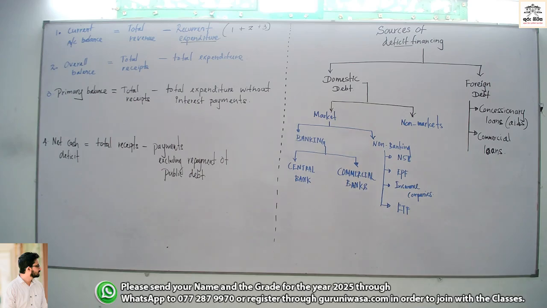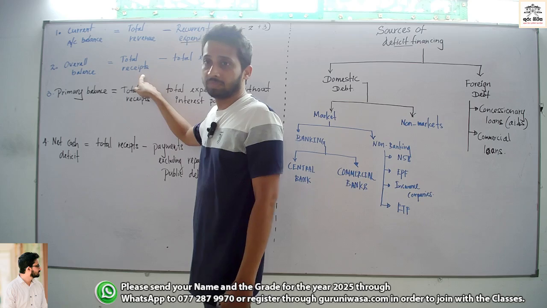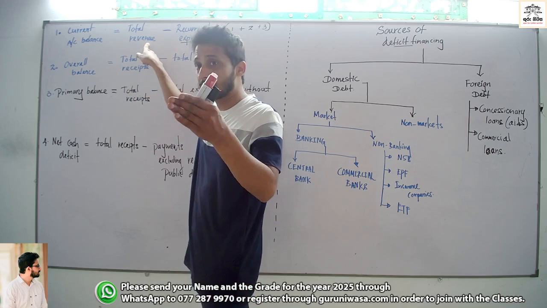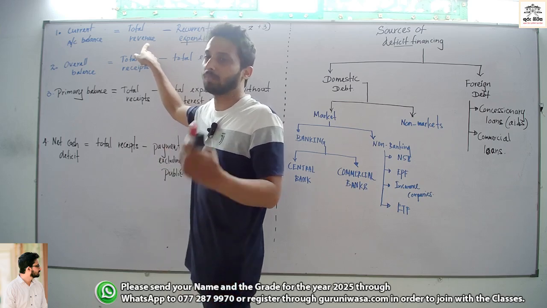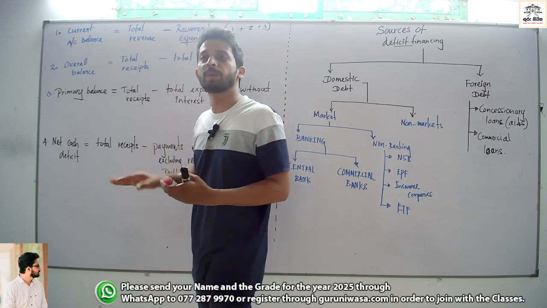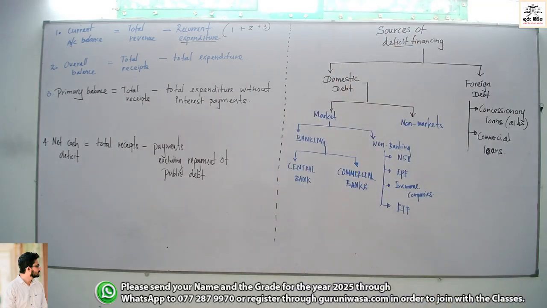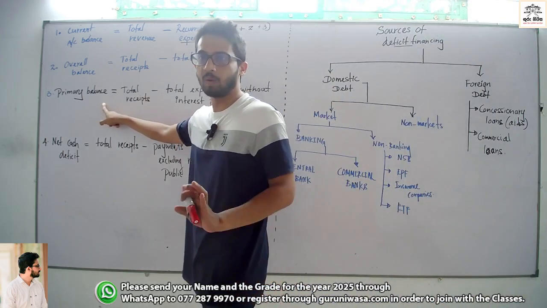Then overall budget balance. When calculating overall budget balance, we take the total receipts, not the revenue. Total receipts are calculated as revenue plus government grants, foreign grants, which means assistance from other countries, minus total expenditures. Total expenditures mainly include recurrent expenditures, capital expenditures, and net lending. Primary account balance is really important.